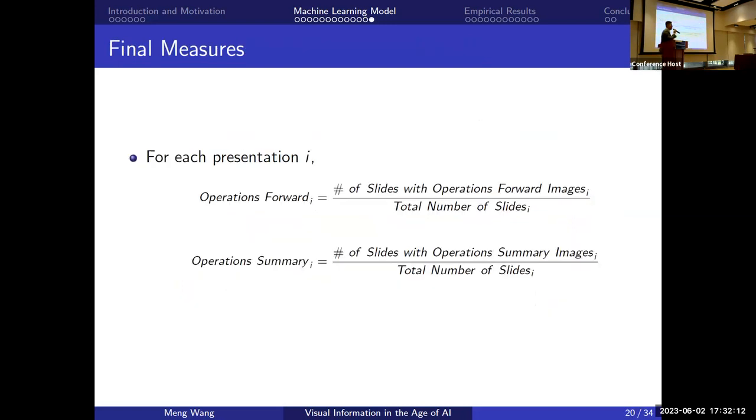We apply the model that integrates CNN and transfer learning to predict the categories of all the images in our sample, and then we compute final measures at the presentation level. Operations forward is defined as the number of slides with operations forward images to the total number of slides. And operations summary is similarly defined as the number of slides with operations summary images to the total number of slides. So these are our final measures used for analysis at the presentation level.